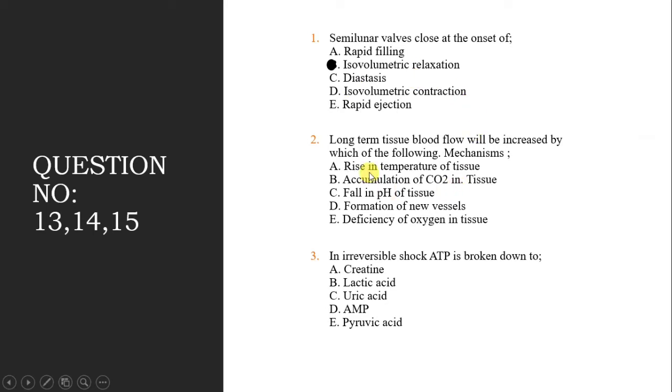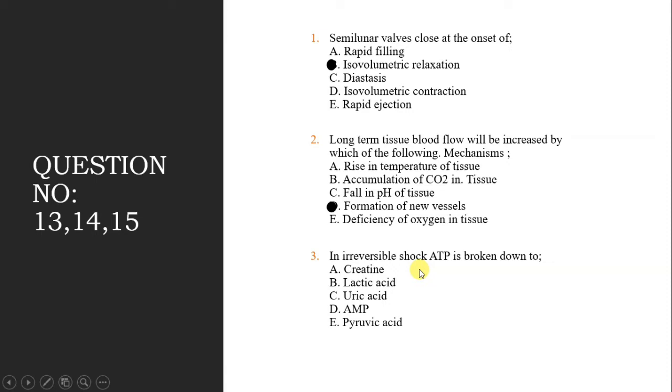Now question number 14 says the long-term tissue blood flow will increase by which of the following mechanisms: rise in temperature of the tissue, accumulation of CO2 in tissue, fall in pH of tissue, formation of new vessels, deficiency of oxygen in tissue. The long-term increase in blood flow is caused by the formation of new vessels, because all other factors cause only a short-term increase in the blood flow.